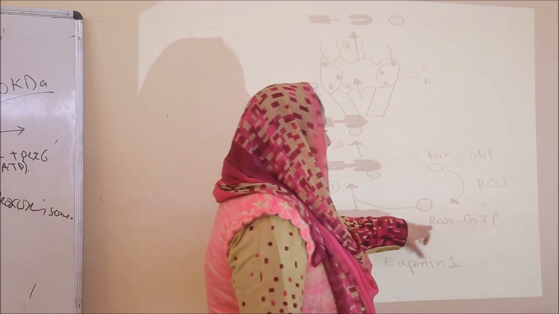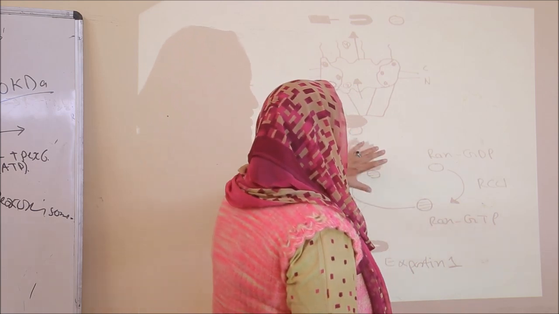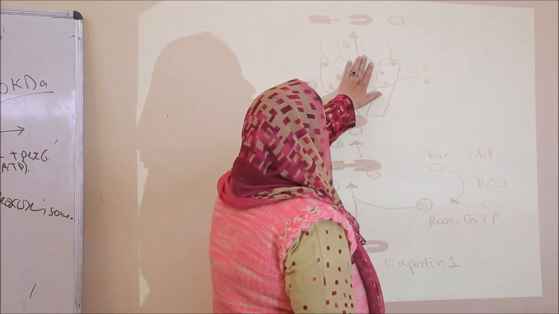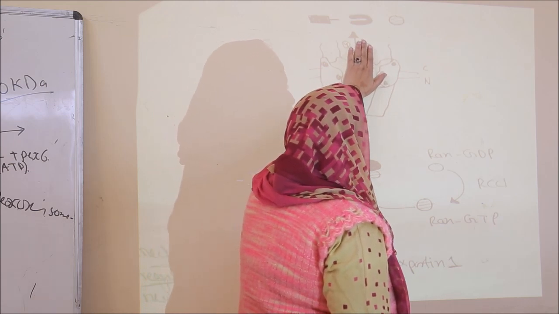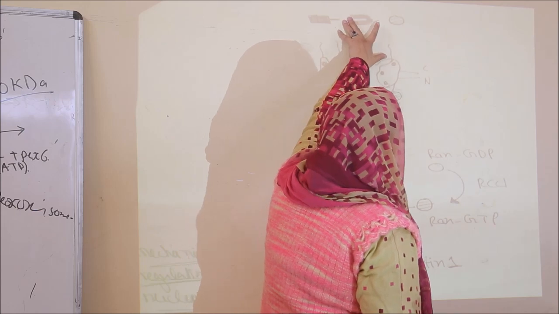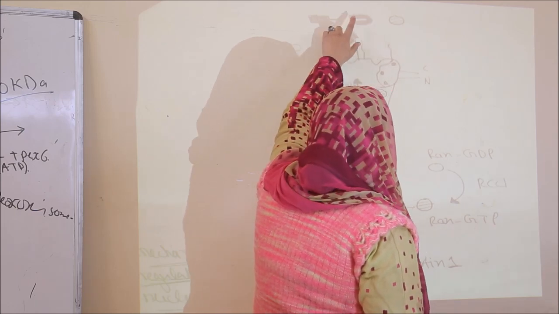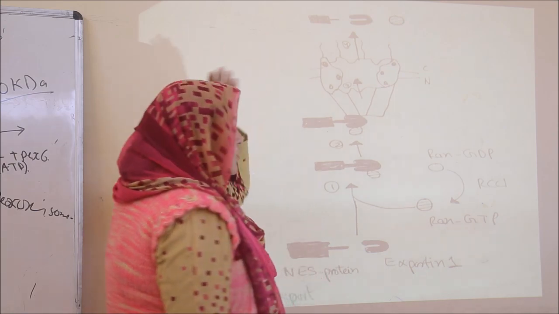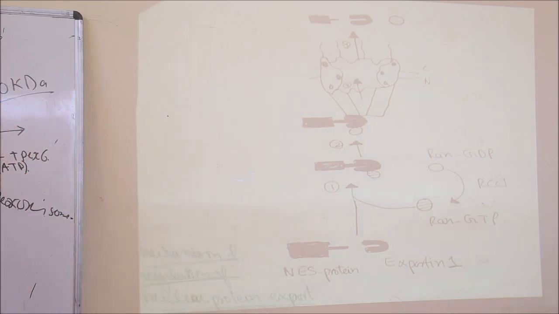Then Ran GTP comes into action. They form a triple complex. Then the whole complex is transferred out of the nuclear pore into the cytoplasm, where Ran GTP gets converted into Ran GDP, releasing exportin 1 and the protein along with the nuclear export sequence. This is how the proteins are exported from the nucleus into the cytoplasm.